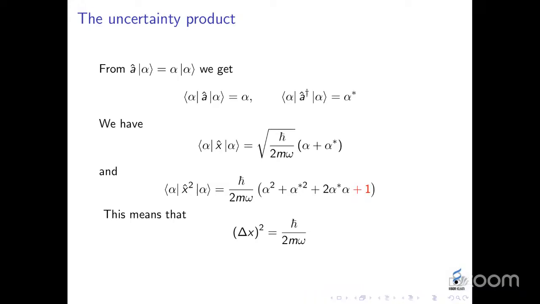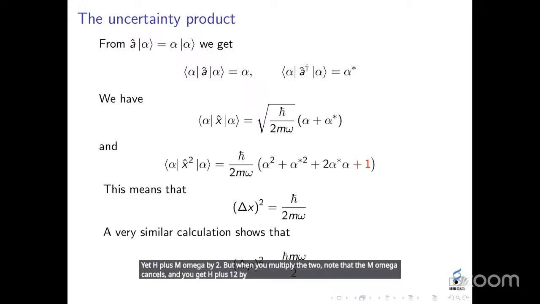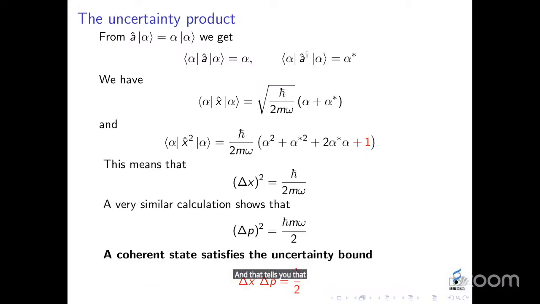Now, a very similar calculation, which you can all carry out yourself, will give you delta P square. Exactly similar, with very little change except for the factors, you get H cross M omega by 2. But when you multiply the two, note that the M omega cancels and you get H cross square by 4. And that's for the square of delta X times the square of delta P. And that tells you that for all coherent states, delta X times delta P is exactly H cross by 2.